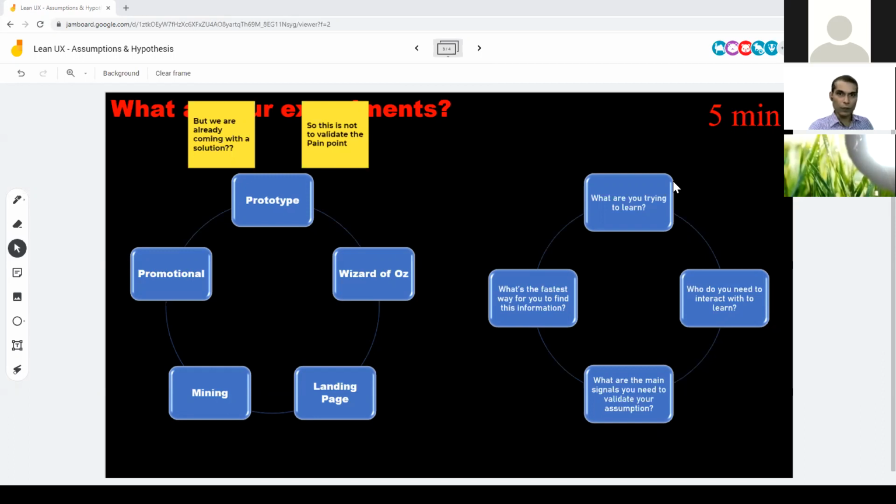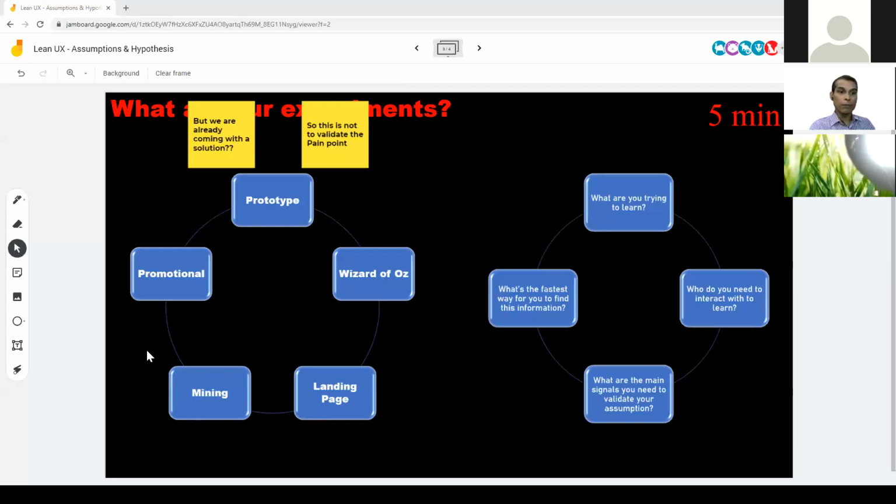What are you trying to learn? You're trying to learn that this user group has this pain point. Whom would you like to interact with to learn that? What are the signals you need to validate your assumptions? I don't know what your context could be. That might be the users acknowledging that, yes, they have this problem. And what's the fastest way for you to find out this information?